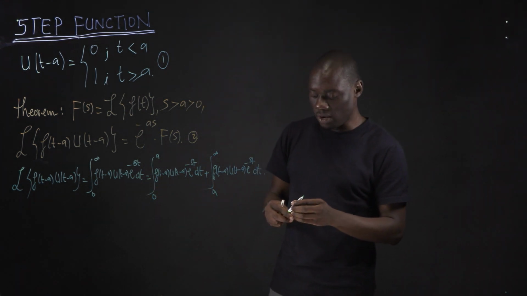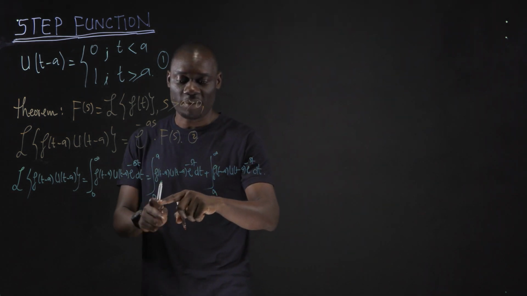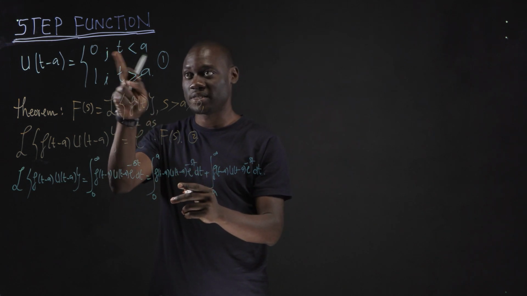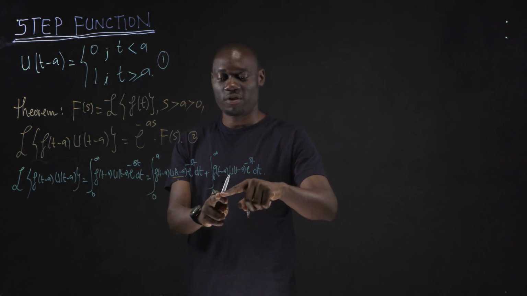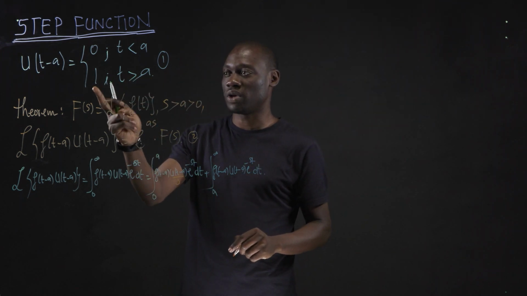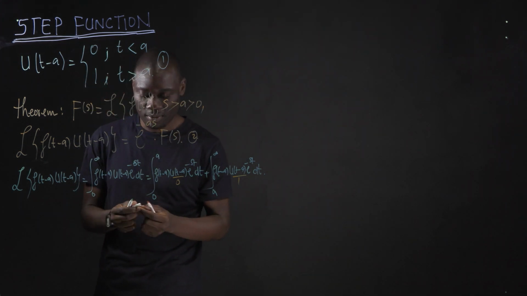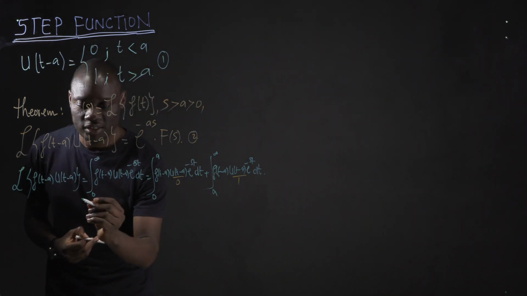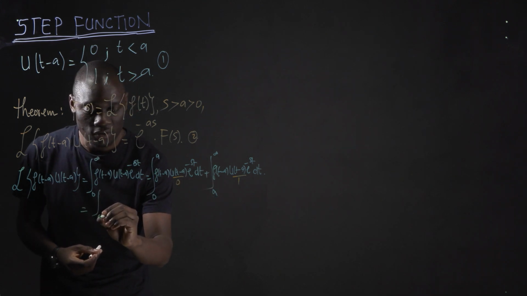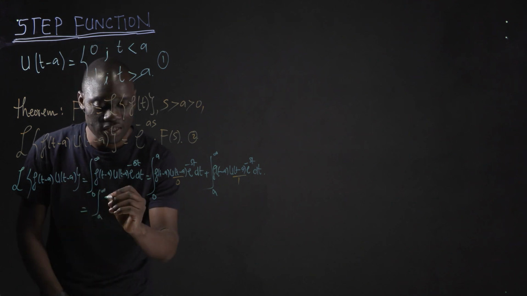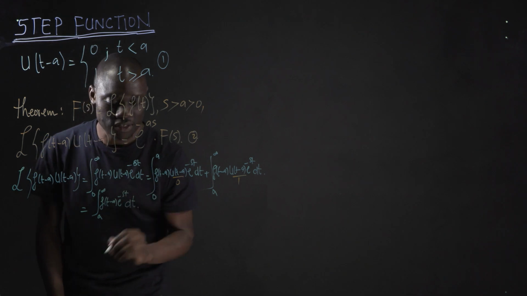When I look at the definition of the unit step function given in equation 1, I realize that on the interval from 0 to a, t is less than a, so the step function is 0. And on the interval from a to infinity, t is superior or equal to a, so it is 1. So in the end, this integral will be equal to the integral from a to infinity of f(t minus a) e^(minus st) dt.